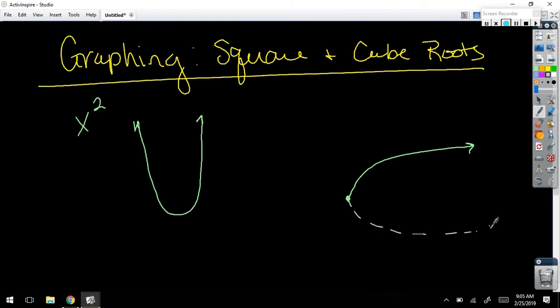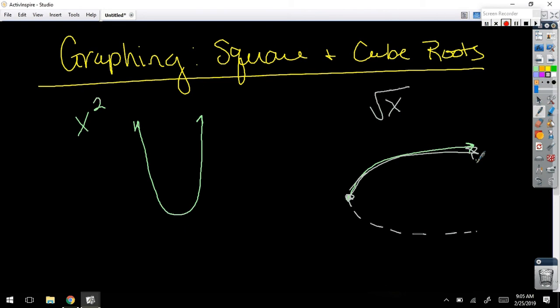Why would we not include that? It's not real numbers. That's right. They wouldn't be real numbers. I'd end up with imaginaries under the radical if I included that part, and I don't graph imaginary numbers. So I only include this top half. So therefore the graph of a square root looks just like this. It's just the top half of the parabola on its side.